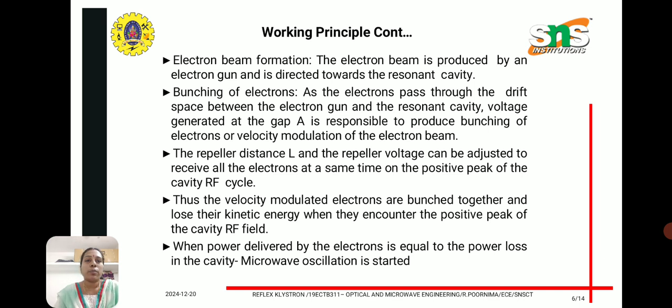First, electron beam formation. The electron beam is produced by an electron gun and directed towards the resonant cavity. Next is the bunching of electrons. The repeller distance and repeller voltage can be adjusted so that all the electrons are received at the same time on the positive peak of the cavity RF cycle. The velocity modulated electrons are bunched together and lose their kinetic energy when they encounter the positive peak of the cavity RF field. When the power delivered by the electrons is equal to the power loss in the cavity, microwave oscillation is started.